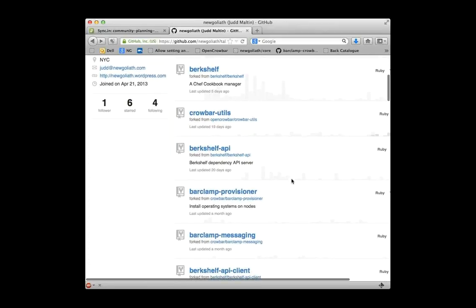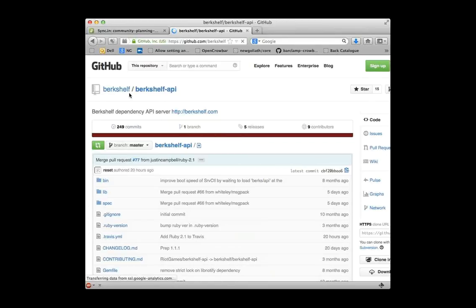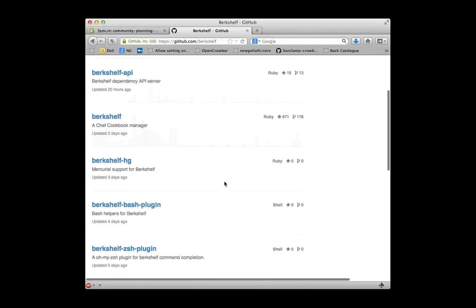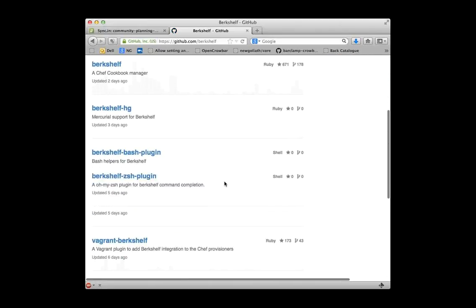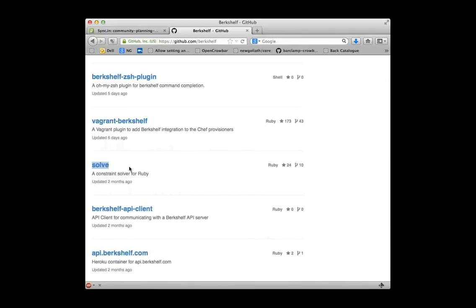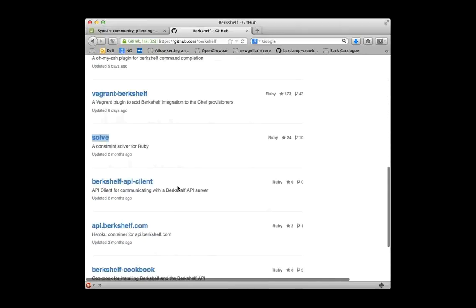Well, if you look at the share right now, the Berkshout guys, for example, prefix their API server with Berkshout. So the organization is Berkshout, and the product is Berkshout, and then everything is either prefixed or suffixed with Berkshout except solve. And I love the prefixed or suffixed. It's like, okay, let's have a convention.